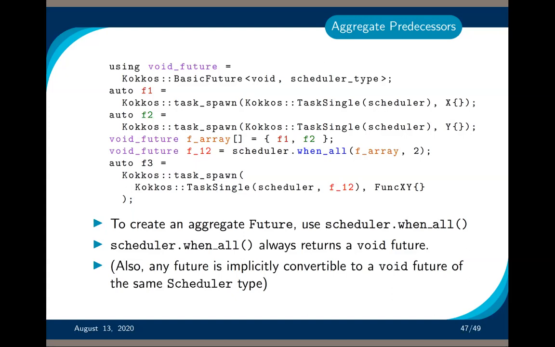Now, normally, this is kind of compacted on this slide, but normally you probably have some way of passing these handles, f1 and f2, to the func.xy, either through the constructor or as data members, or some way of putting those actual objects into a place that's accessible by the call operator of func.xy. But Kokkos never really delivers you the value associated with the thing you depend on. You have to store that thing that you depend on in your task functor in order to access its value.